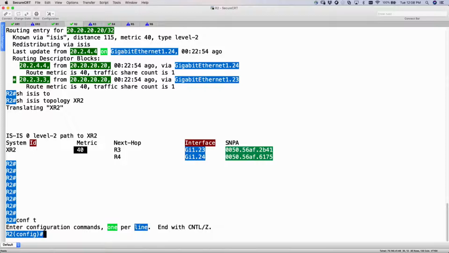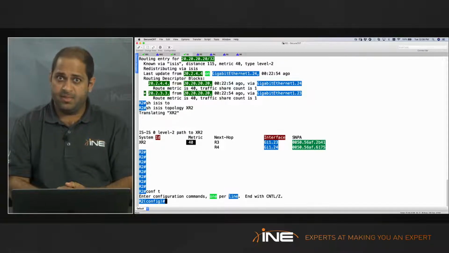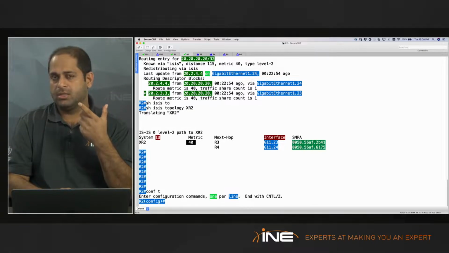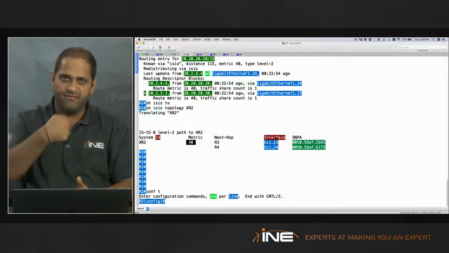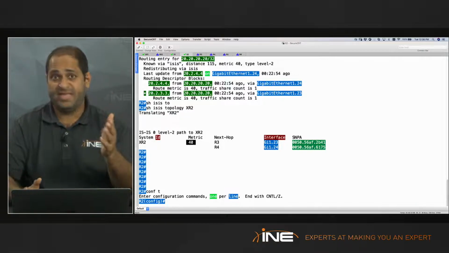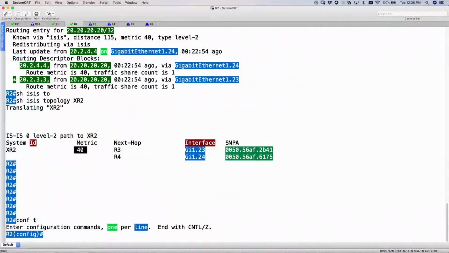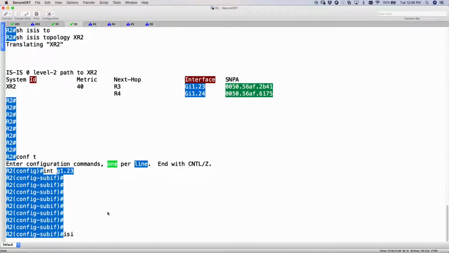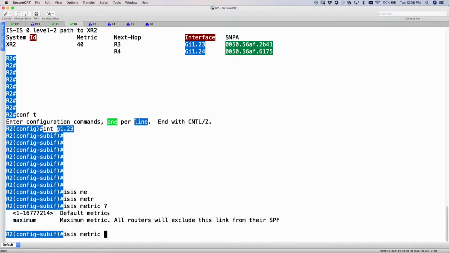Right now, R2 has 2 paths, through R3 and through R4. It is doing a load balance. But if I increase the link cost to R3 from 10 to maybe 20, then it would select router 4 as the only path, the best path that goes in the routing table. So let's go back to my interface on R2, gig 1.23, which is the link to R3, and say isis metric. And here I can specify the metric.